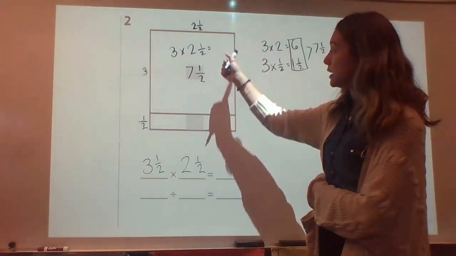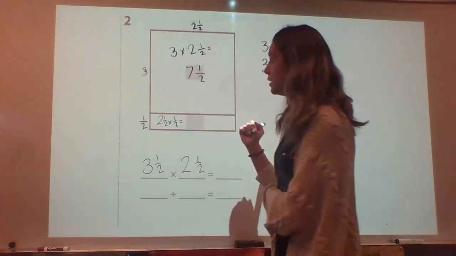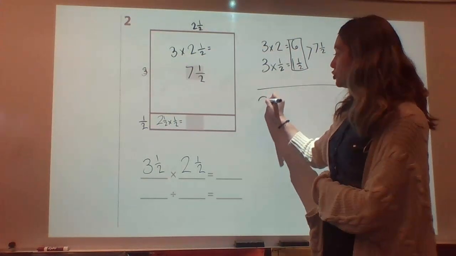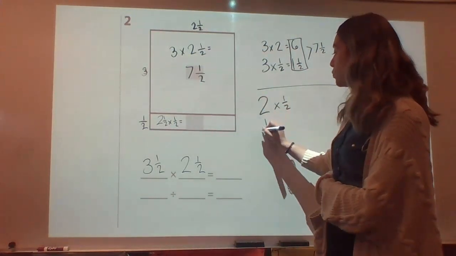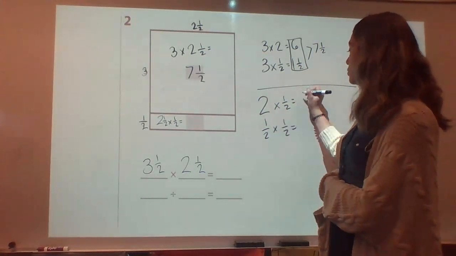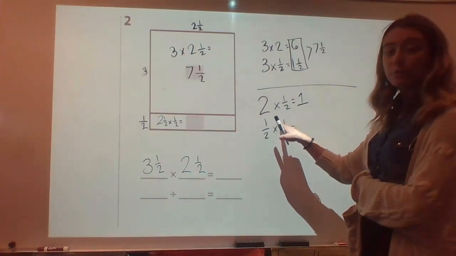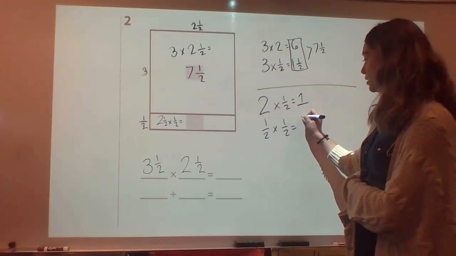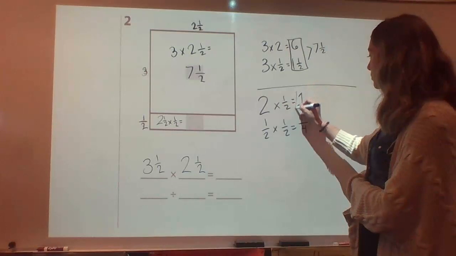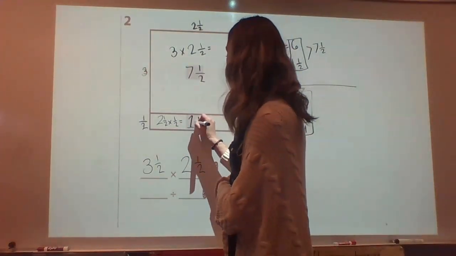Now this bottom one would be 2 1/2 times 1/2. Now let's do that one. Make a line here. 2 times 1/2 and 1/2 times 1/2. I know half of 2 is 1. Half times 1/2, I can multiply the numerators and I can multiply the denominators. So 1 times 1 is 1. 2 times 2 is 4. Now I put my 1 and my 1/4 together and I get 1 1/4.